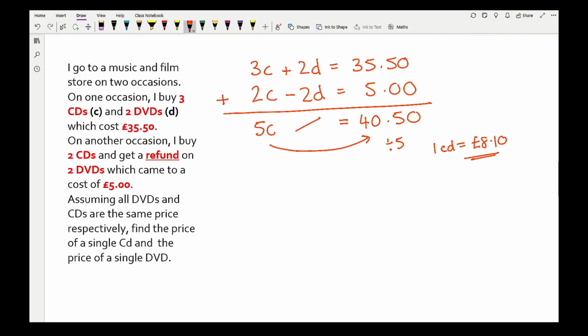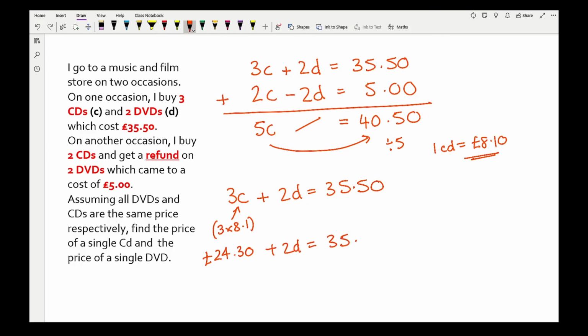Now, once I've worked out the price of one item, I can then pick one order. So let's go for the top one. So we have 3 CDs plus 2 DVDs, and that came up to a cost of £35.50. Well, I know that one CD costs £8.10, so that's going to be 3 times 8.1, which is going to be £24.30, plus 2 DVDs, and that came up to a total of £35.50. Now, if I take the 24.30 over to the other side, I get an answer of £11.20.